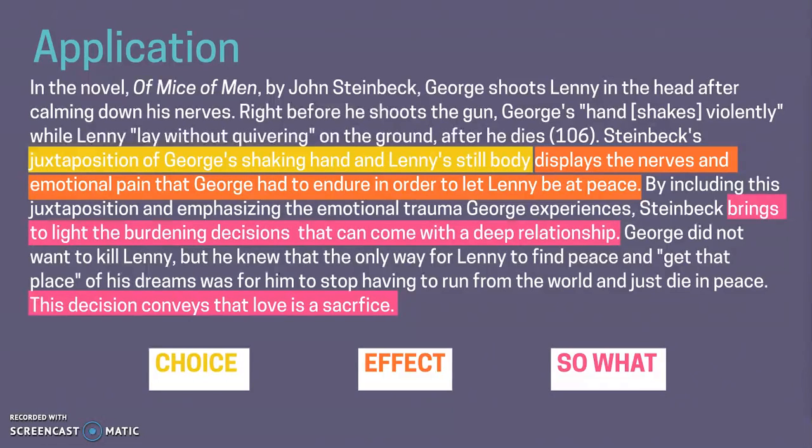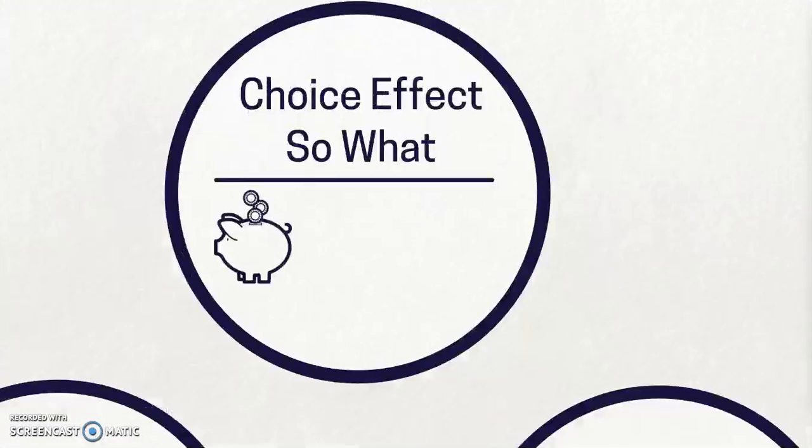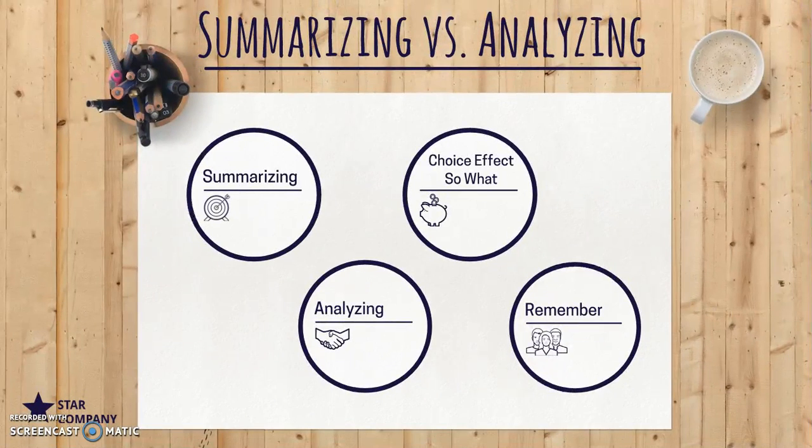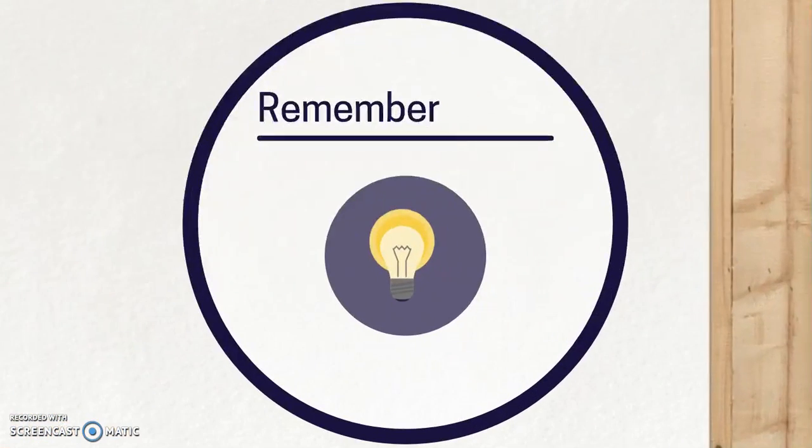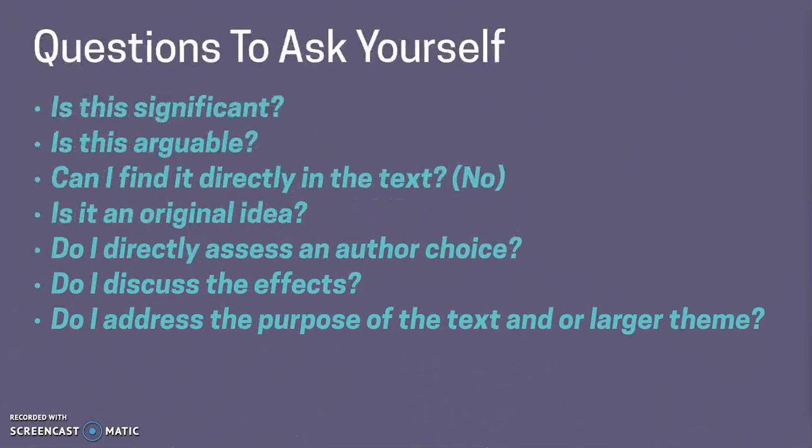So as you can see, they kind of build off of one another and build to a greater theme or purpose, but it does not just stay at including a quote and leaving it there. So that kind of gives you a little bit more insight into summarizing versus analyzing, and we're just going to bring you to a few questions to ask yourself in order to check and make sure you are analyzing rather than summarizing. So ask yourself if what you chose or what you're saying is significant. The answer should be yes, it should be there for a purpose.